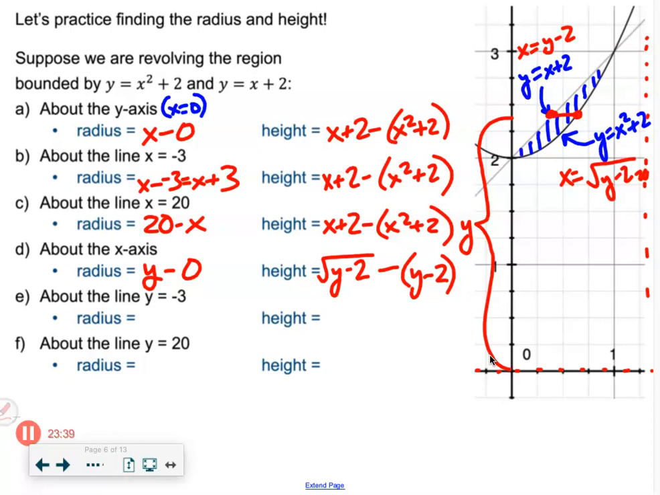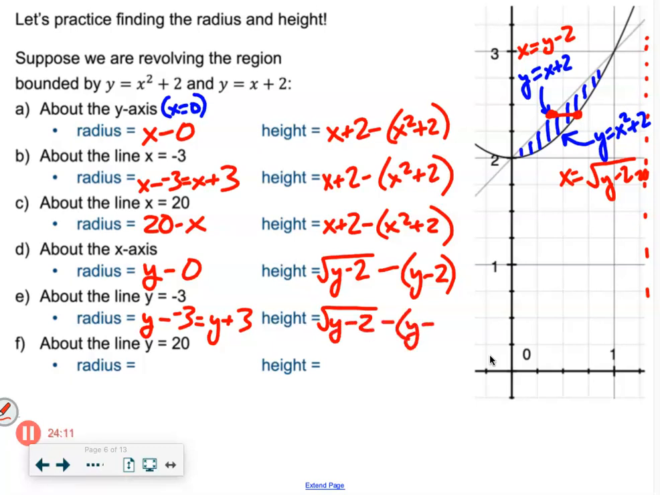I want you to take 5 seconds and decide what the radius would be if we were to revolve this about the horizontal line y equals negative 3, which would be way down here. Okay, so what's the radius? y plus 3, right? y minus negative 3, or y plus 3. What's the height? It doesn't change. The height never changes, no matter what your axis is. The height has nothing to do with the axis, except as far as being horizontal or vertical. It's just the boundaries of the region that affect the height.